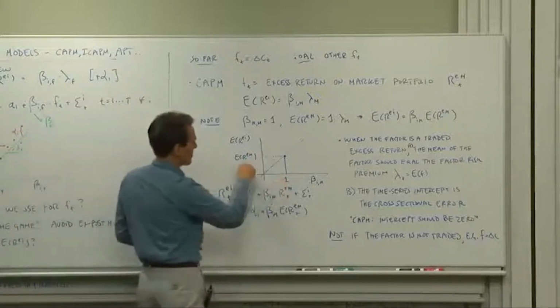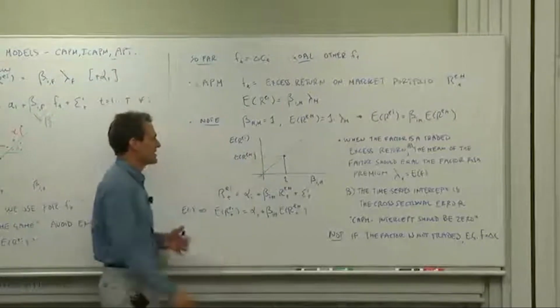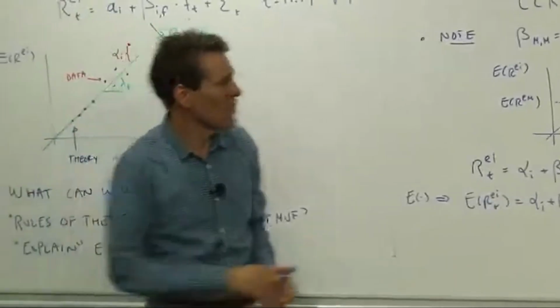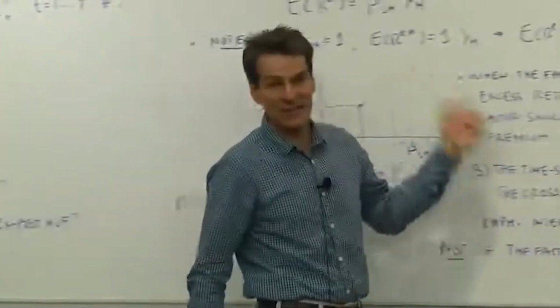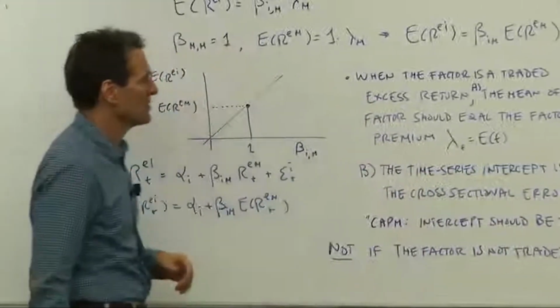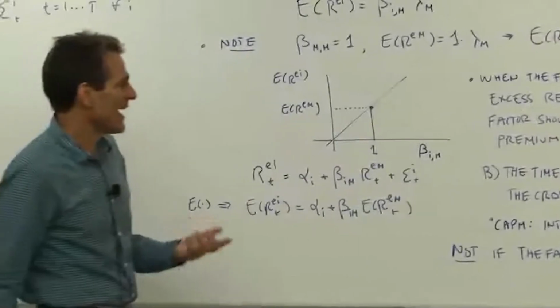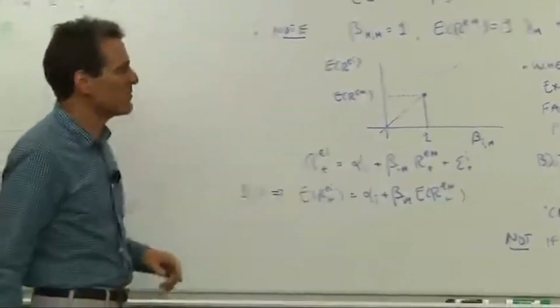The beta of the market is 1. The expected return of the market is there. So the slope is the same as the expected return on the market. So when the factor is a traded excess return, as the market portfolio is, then the mean of the factor should equal the factor risk premium. And a second, slightly deeper implication.